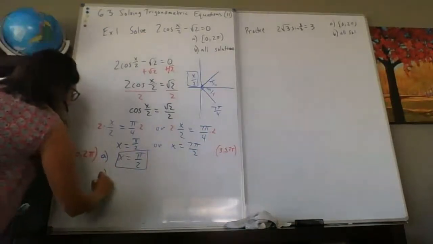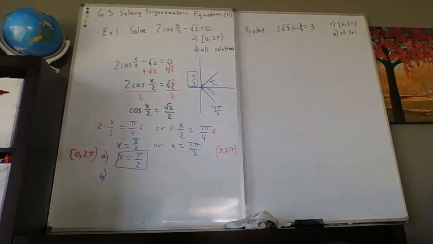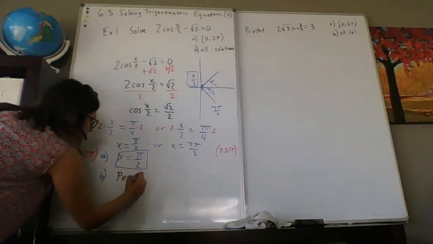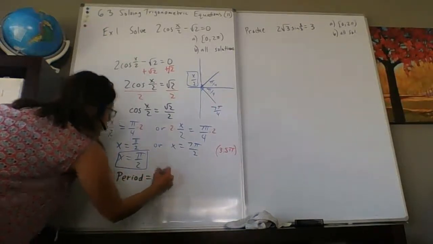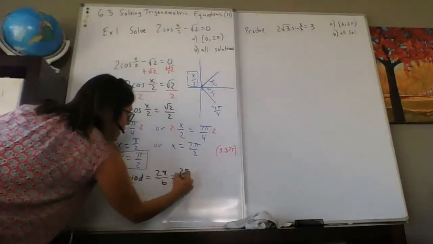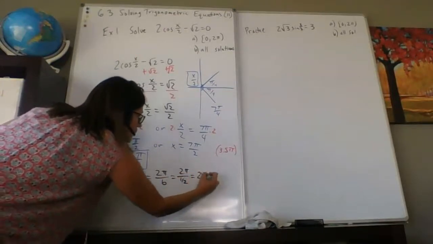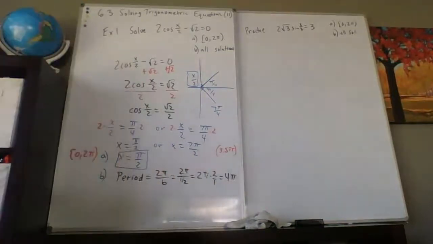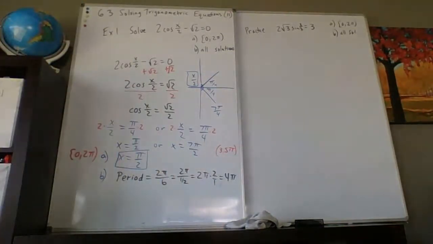Now for part B, for all solutions, remember we have to add integer multiples of our period. So we now need to calculate what is the period of cosine of x over 2. Recall that our period is 2 pi over b, where b is the number in front of x. So our period is actually 2 pi over a half, or 2 pi, flip it, times 2 over 1, or 4 pi. So instead of adding 2 pi n, we are going to be adding 4 pi n.